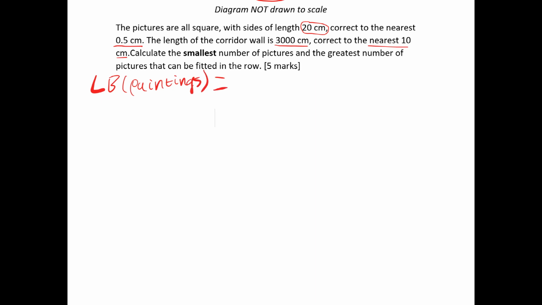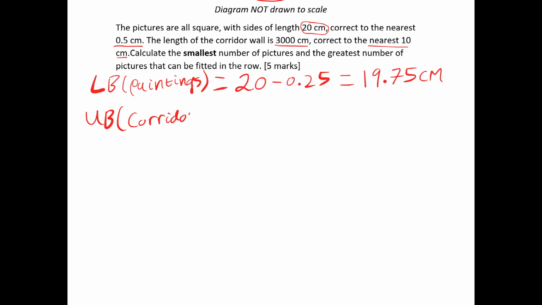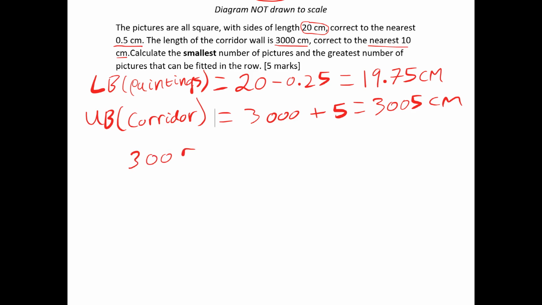So the paintings have sides of length 20 centimeters. The lower bound is going to be 20 because it's the nearest 0.5, take away 0.25, which is half of 0.5, which gives us 19.75 centimeters. The upper bound for the length of the corridor is 3,000 plus 5, because we have half of 10, which is 5, which is 3,005. So to work out how many paintings can fit under these conditions, we would do 3,005 divided by 19.75.